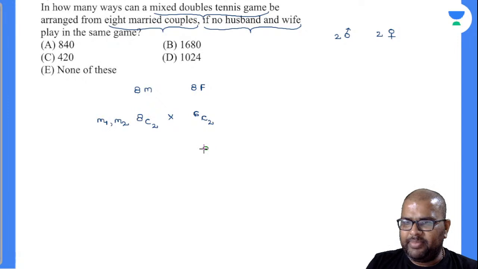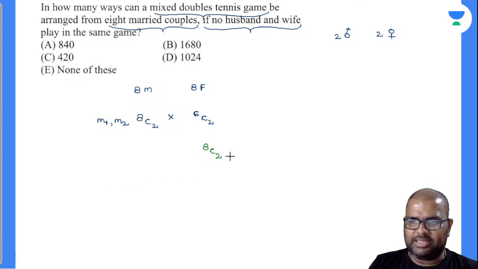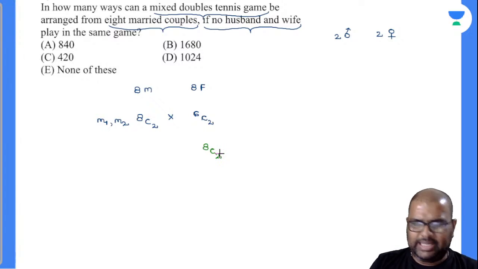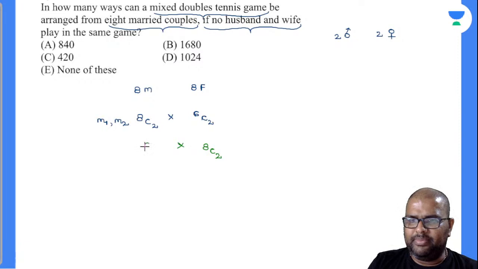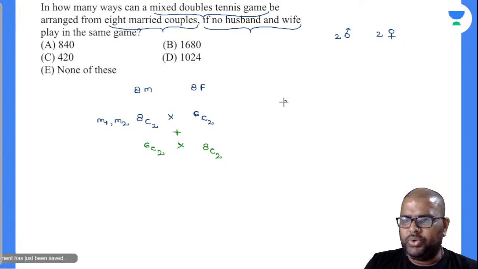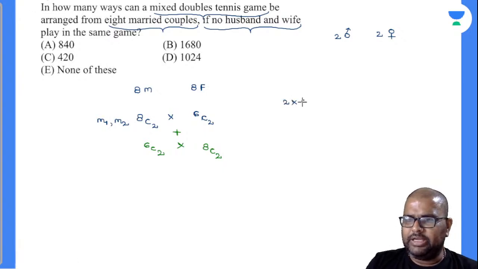Now I'll come from females. 8C2. Out of 8 I have selected 2 females, let us say W2 W3, it can be anything. So their respective husbands should be eliminated. 6C2. Am I right or wrong? So I have 2 combinations. So finally 2 into 8C2 into 6C2 will be the answer there.